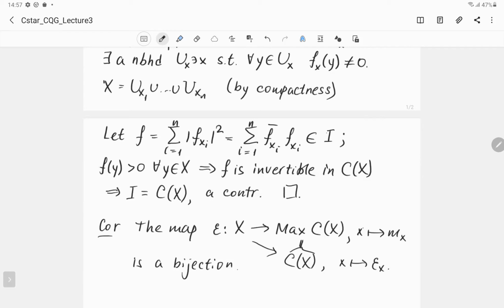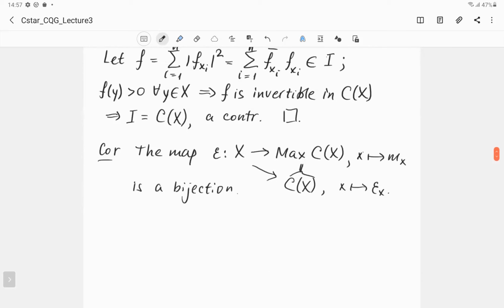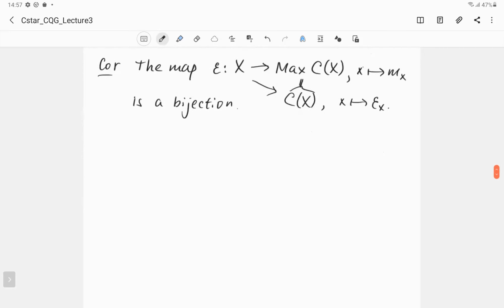Well, indeed, the previous lemma obviously implies that this map is surjective. So each maximal ideal is of the form m_x, but it is injective by Urysohn's lemma, which implies that continuous functions separate the points of X. So epsilon is injective. Okay, so this is the explicit description of the maximal spectrum of the algebra C(X). Now, before we describe the Gelfand transform, let's introduce some notation.